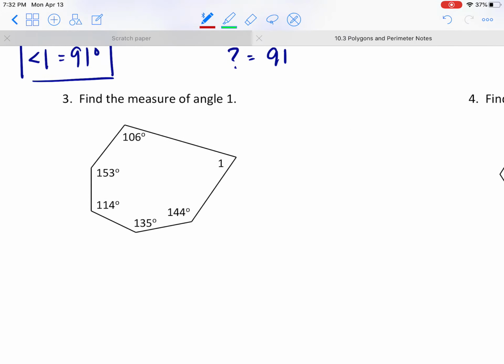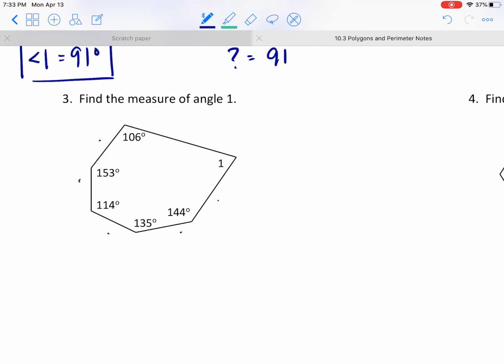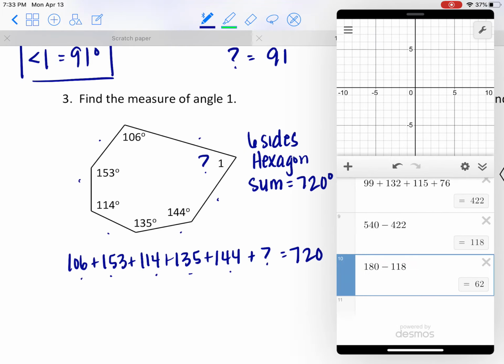Okay, now it's number 3. Feel free to pause and give this a shot. Otherwise, let's classify here. What do we have? 1, 2, 3, 4, 5, 6 sides. So this has 6 sides, then we have a hexagon. And the sum for the angles inside the hexagon is 720 degrees. So the 106, the 153, the 114, the 135, the 144, and the last missing angle here has to make 720 altogether.